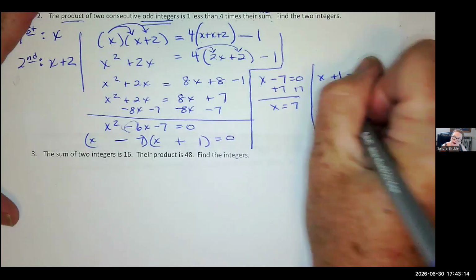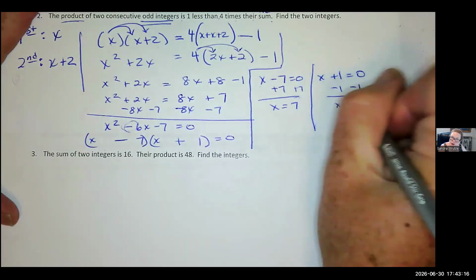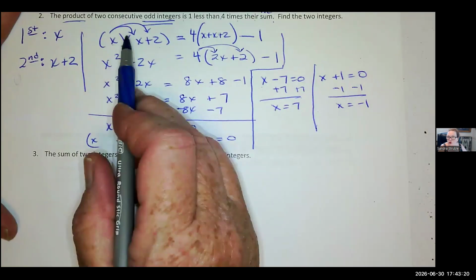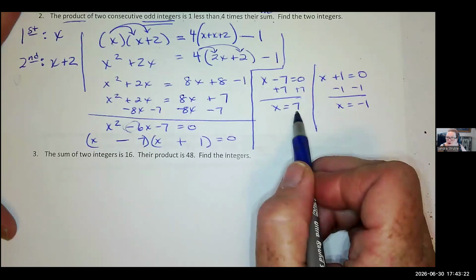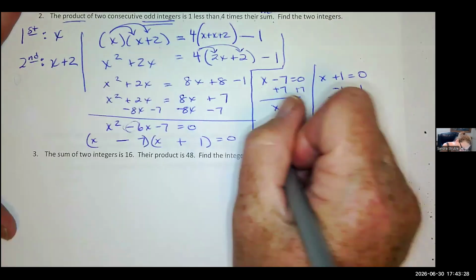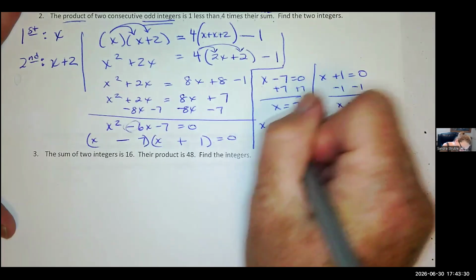Now, this is just our first integer, our first odd integer. Yes, 7 is odd. Yes, -1 is odd. But we now need to find our second one by taking x plus 2. And for the first one, I'm going to take 7 plus 2, and that is 9.